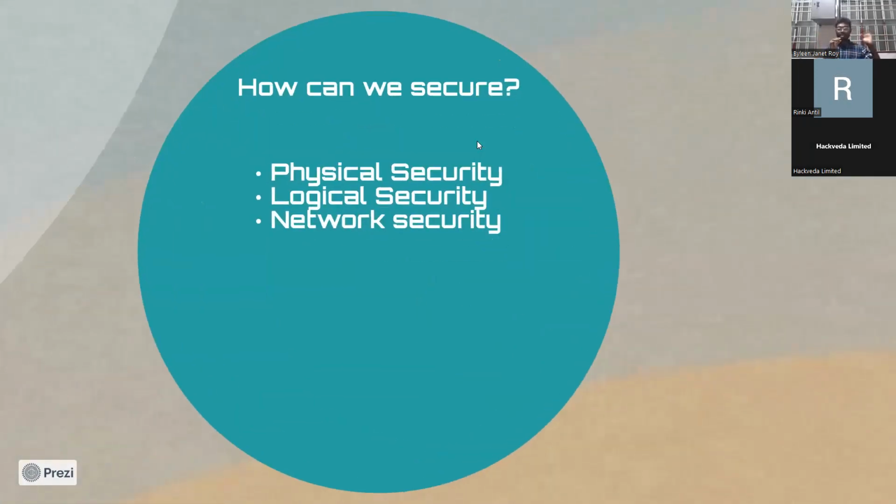And how can we secure such things? We have three types of security for doing this. That is the physical security, the logical security, and network security. We'll come to know about these things going through the slides and so on. These are the main three security things which must be seen for providing better security for a thing which must be secured.